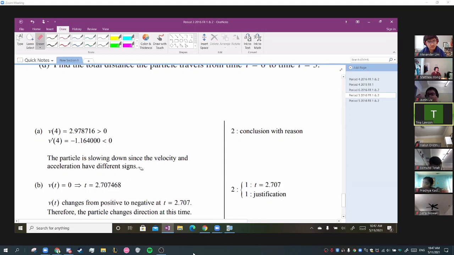And don't just say you're guessing that it's slowing down. You're not going to get the point for that. You've got to back it up. You've got to prove to the AP readers you know your stuff. So you have to say it's slowing down since the velocity and acceleration have different signs. There you go. It's been proved now.